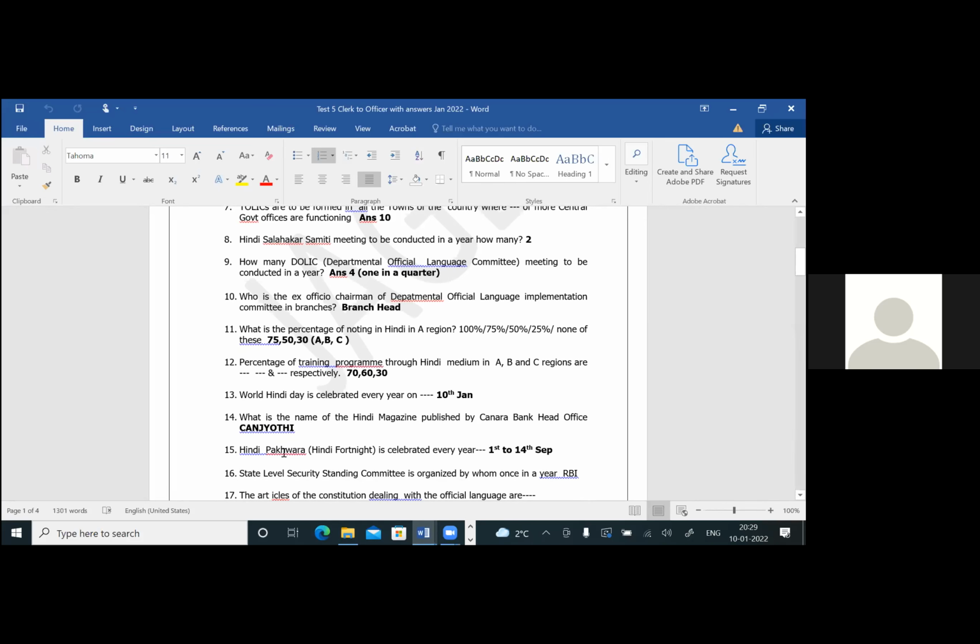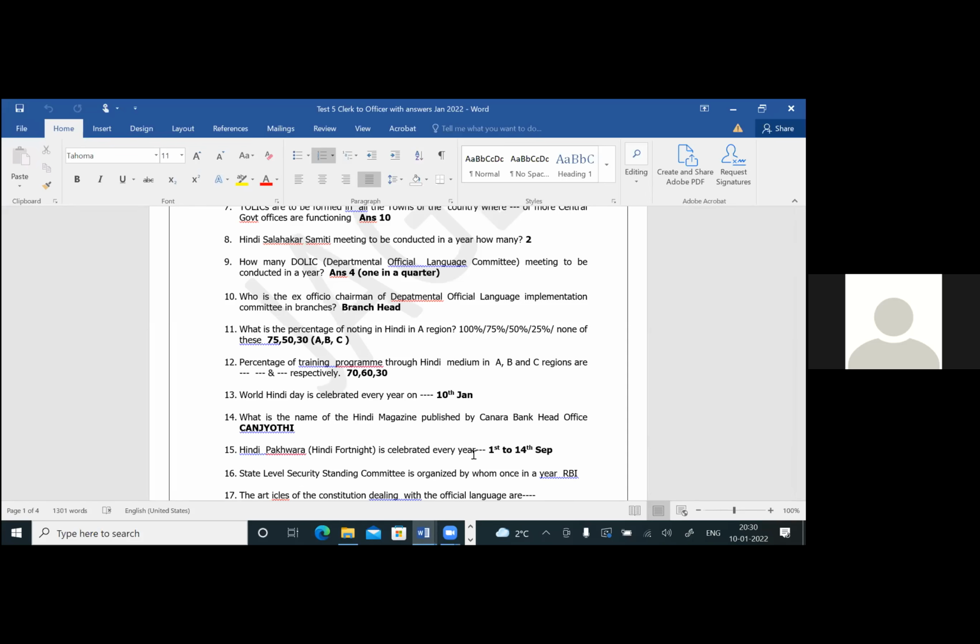Then Hindi Pakhwara, that is celebrated every year. That is Hindi fortnight. You tell me when customer fortnight is celebrated in the bank. The customer fortnight is celebrated between 16th to 30th of November every year, 15 days.